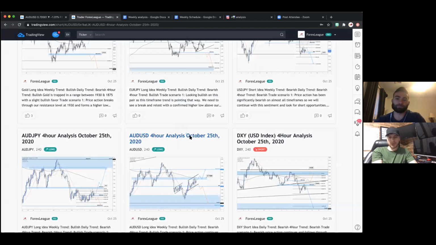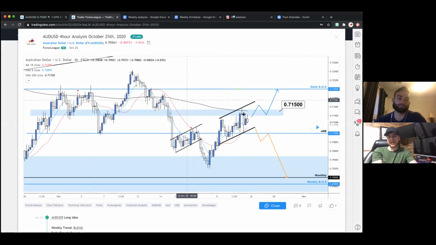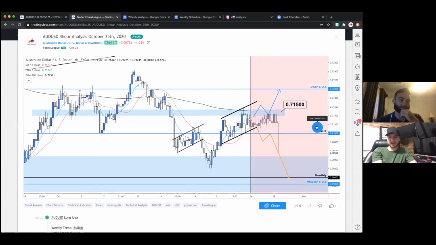Let's move on to AU. This is the analysis from Sunday. Again, we were favoring a long opportunity, but we also drew the bearish scenario where we're looking for a break of this 4-hour, some sort of lower high below, and then a move down towards the monthly. Let's see how it played out.